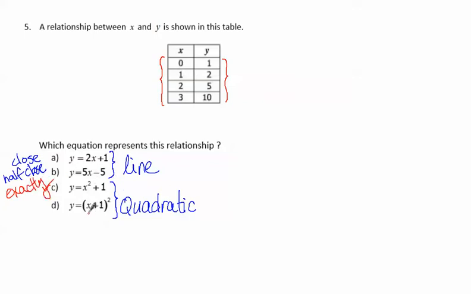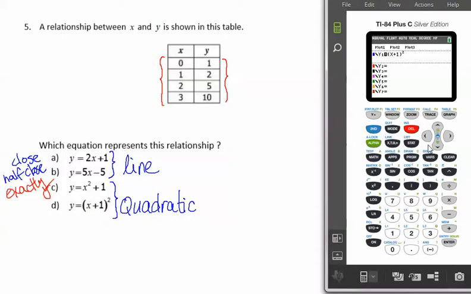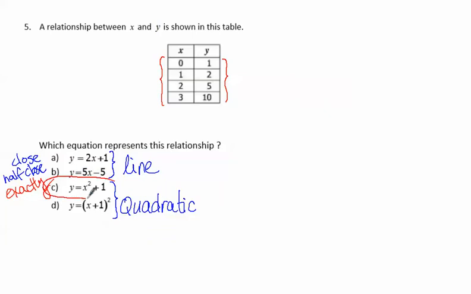But just in case, you might want to check the last one. You type in your last one and look at its table, just so that you can see that there really will be just one option that looks exactly as your table. As you can see, the 1 is not paired up with a 2, the 2 is not with a 5, 3 is not with a 10. So you select the equation whose table matches exactly with what was provided.